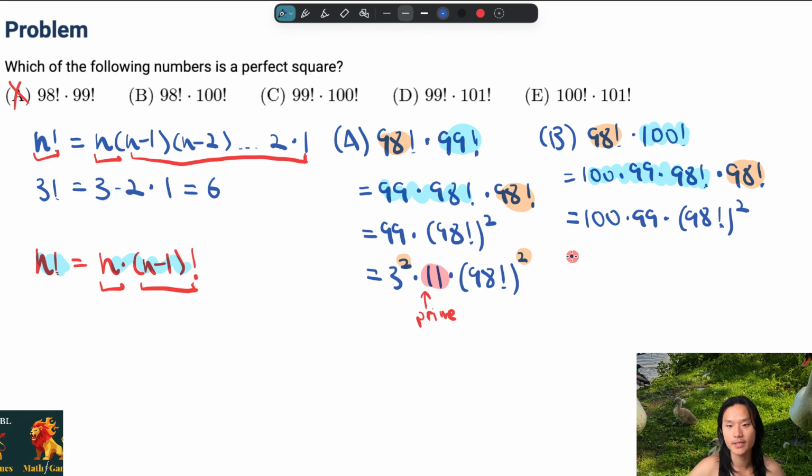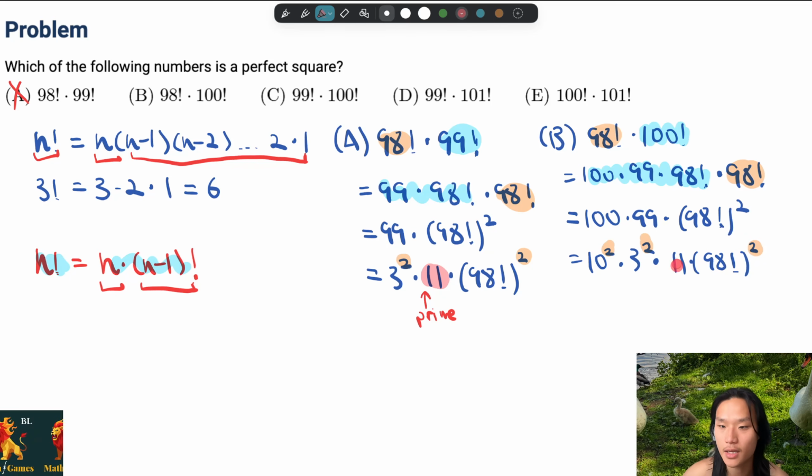Then 100 is 10 squared, so we have 10 squared, and then 99 is the same as 3 squared times 11. So 3 squared times 11, then times 98 factorial squared. Once again, we see there are some square terms, which is very good, but because 11, once again, is a prime number, we can rule out option B. So option B also isn't a perfect square.